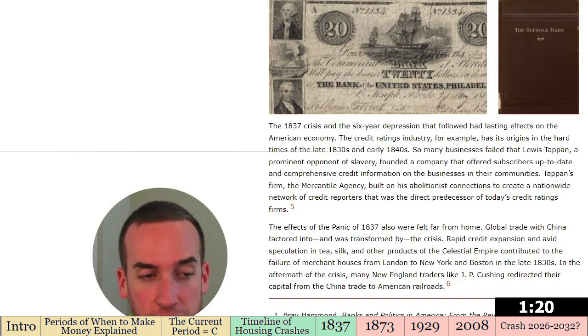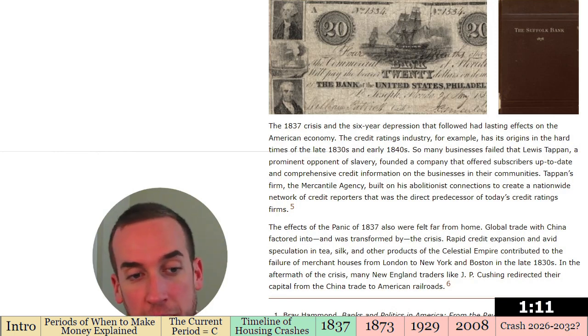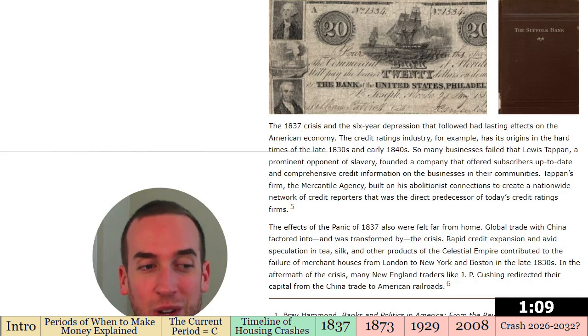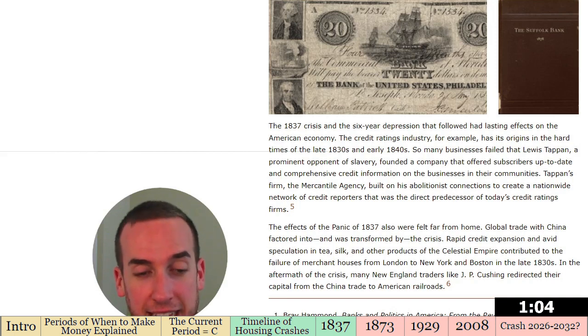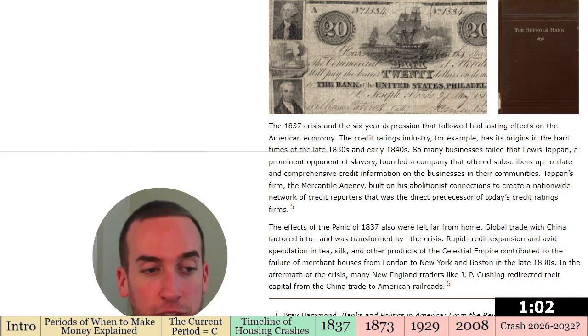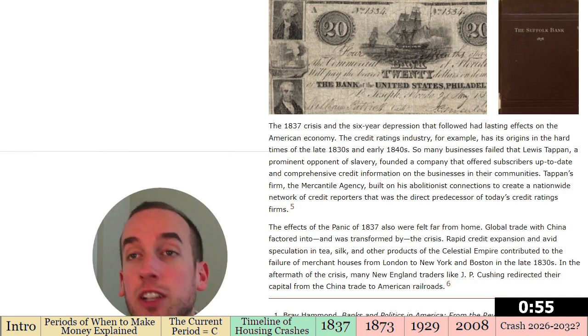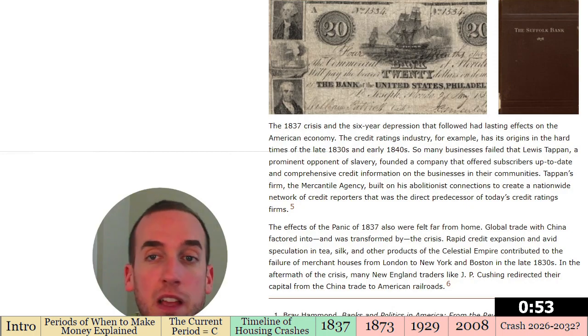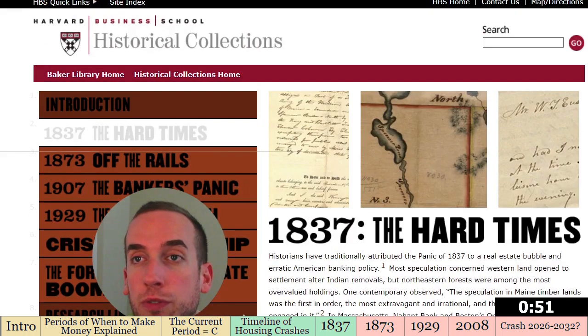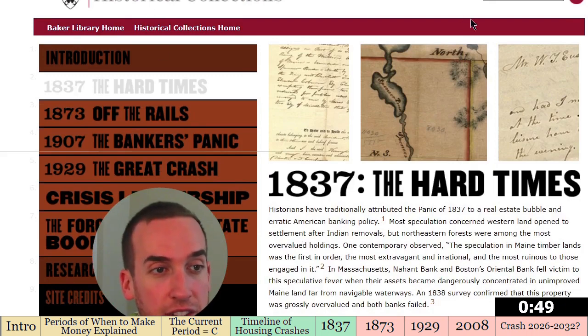The effects of the Panic of 1837 were also felt far from home. Global trade with China factored into and was transformed by the crisis. Rapid credit expansion and avid speculation in tea, silk, and other products of the Celestial Empire contributed to the failure of merchant houses from London to New York and Boston in the late 1830s. In the aftermath of the crisis, many New England traders like J.P. Cushing redirected their capital from China trade to American railroads. That is some wonderful facts about 1837.